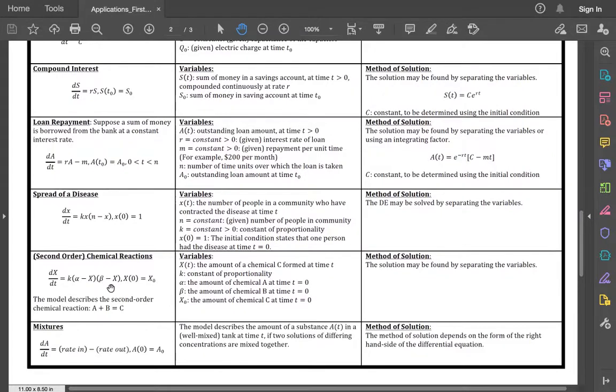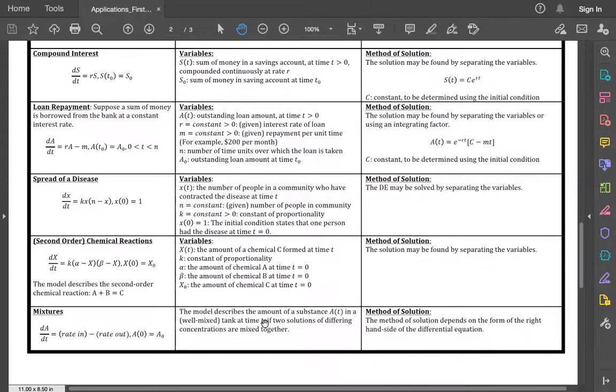If you have a chemical reaction where compound A and compound B are reacting in a one-to-one relationship, so you need one of A and one of B to make C, well then in that case, you've got a second order chemical reaction that can be described by this differential equation. That's separable. And then you've got mixing problems.